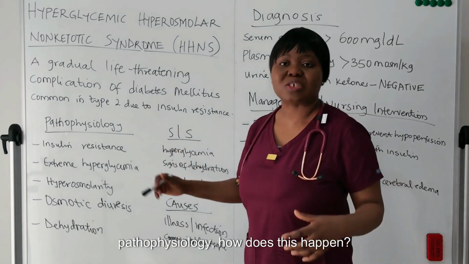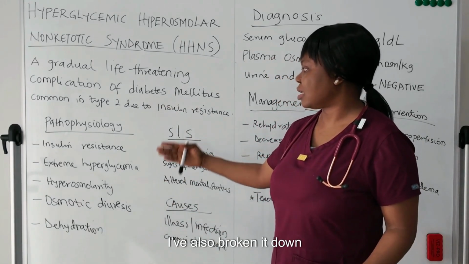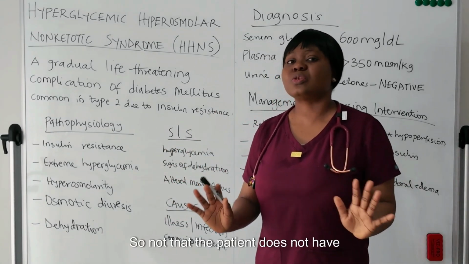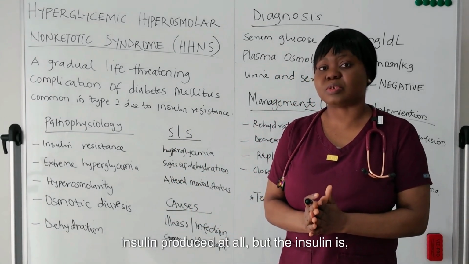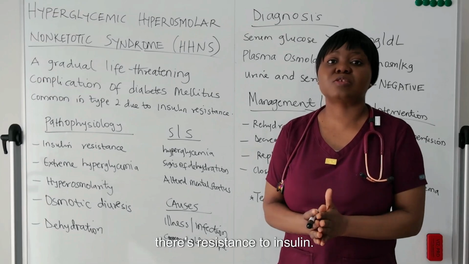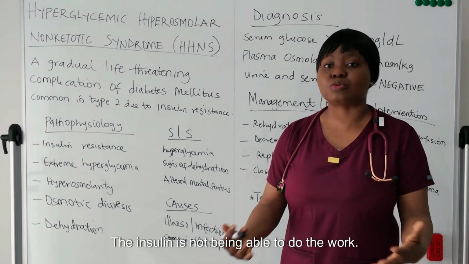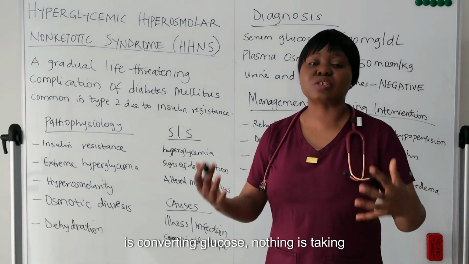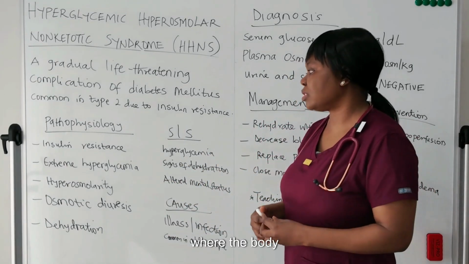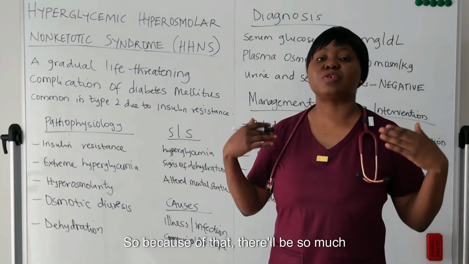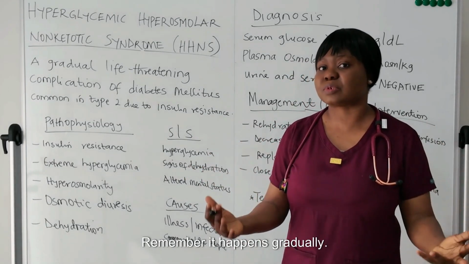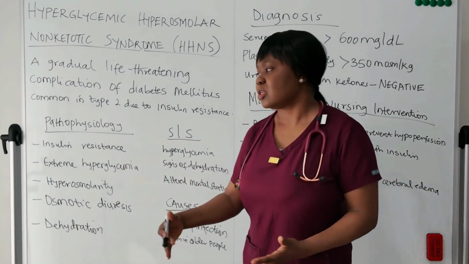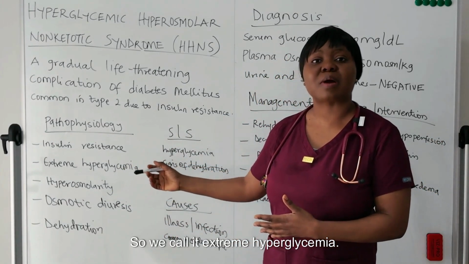So pathophysiology, how does this happen? I've broken it down into some phases. The first one is insulin resistance. It's not that the patient does not have insulin produced at all, but there's resistance to insulin. The insulin is not able to do the work. Because of insulin resistance, nothing is taking glucose to the cells where the body needs it, so there will be so much glucose flowing. Remember, it happens gradually, so over time, glucose continues to build up in the body. That we call extreme hyperglycemia.